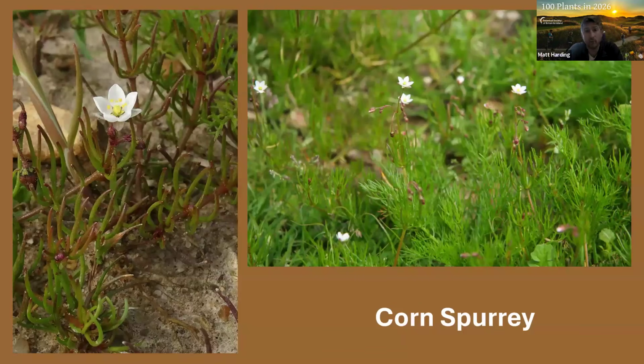Another lovely arable weed is this guy, the corn spurry. Look for beautiful little white stars, 5-petaled stars pricking out. And if you notice, the leaves are quite fleshy, and they're also arranged in whorls around the stem, which is quite distinctive when you see it.